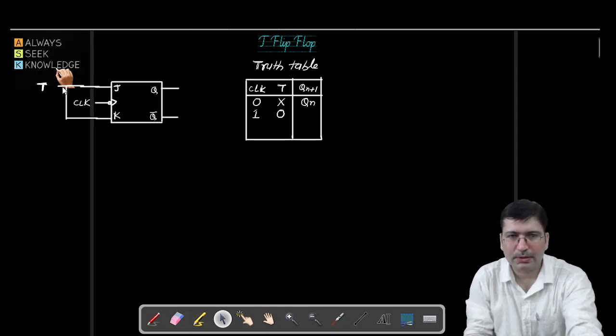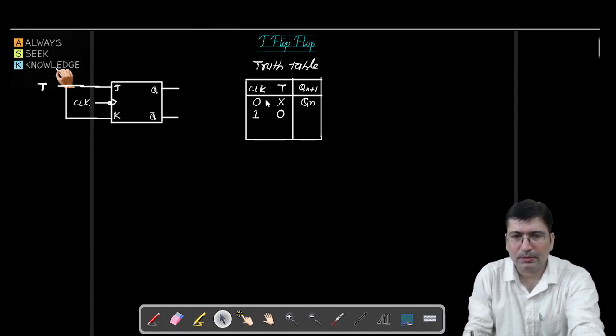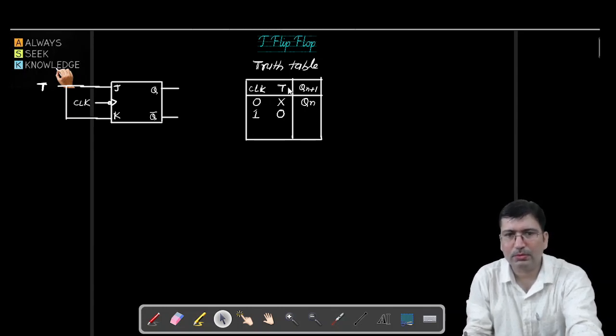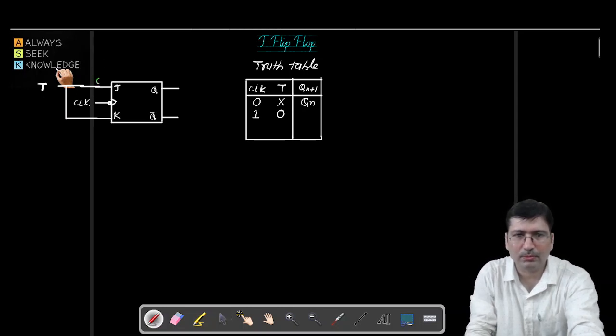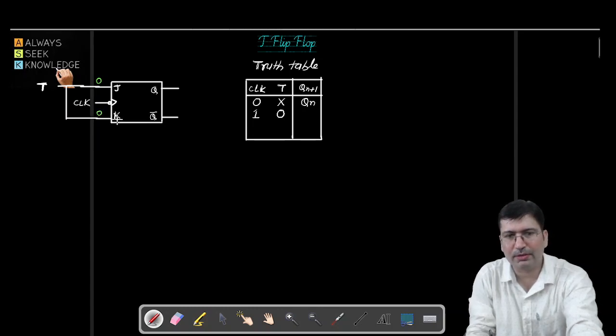This is clock pulse, and both these J and K pins, when I'm joining, I'm saying this is, let's say, T input. This is Q state and Q bar. Now in the truth table, when the clock is 0, this T will become don't care and the previous state will be preserved. We are already aware about this. When the clock is 1 and T is 0, this pin will get 0 value and this will also get 0 value. So when JK is 00, it will preserve the previous state.